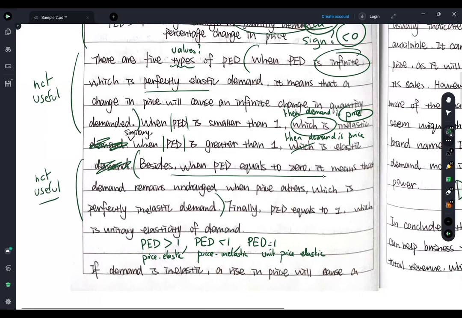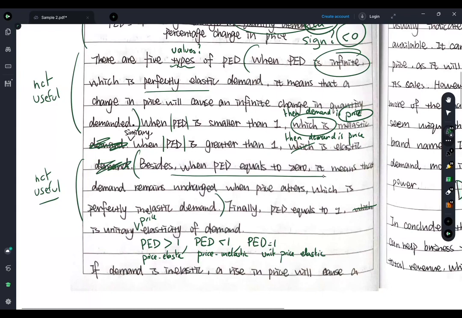Finally, when the PED is equal to 1, there are several ways you can say that. Unitary elasticity. You could say unitary price elasticity of demand. Why not? The essay could start like this to introduce the three possible cases: price elastic, price inelastic, unit price elastic, and then later talk about the total revenue.